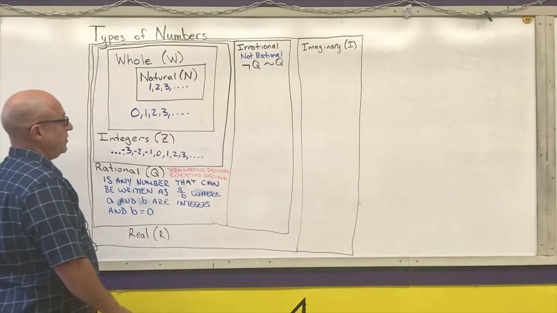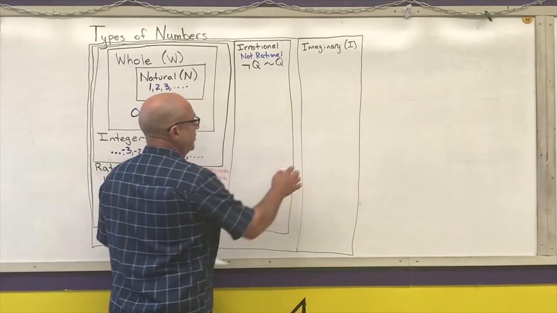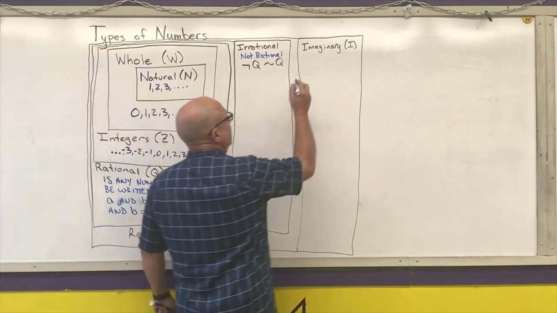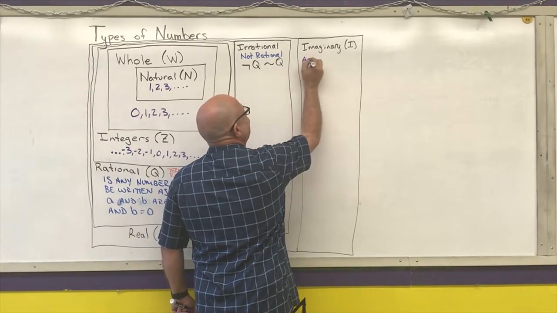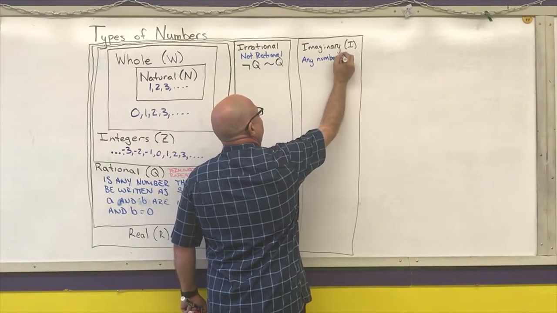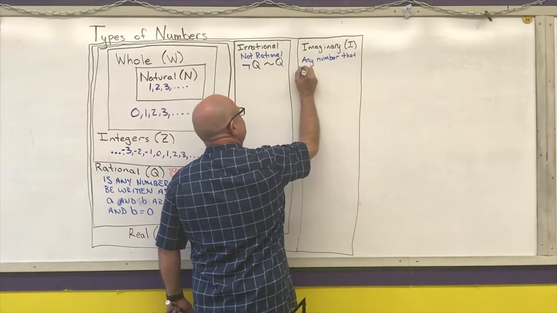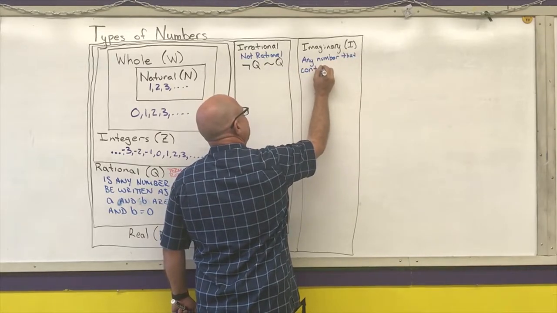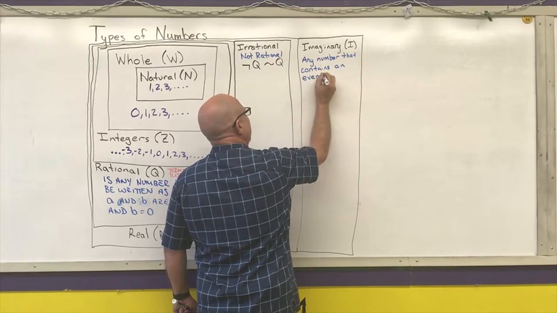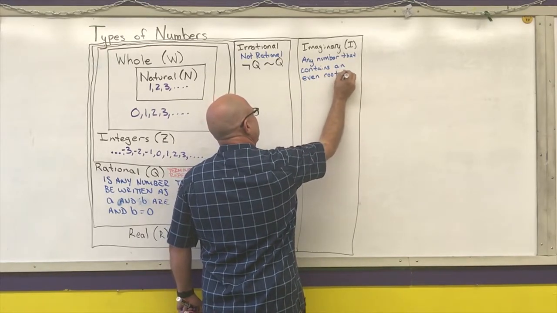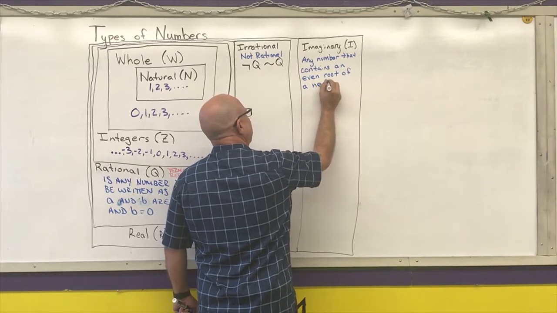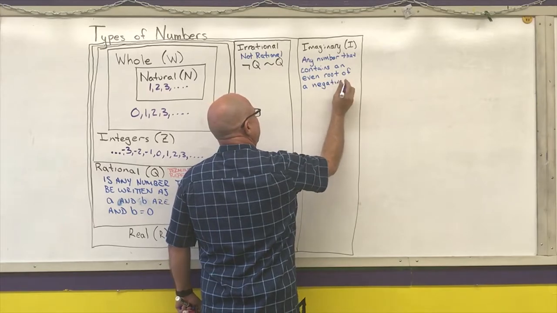Okay, so the way you tell the difference between a real number and an imaginary number is an imaginary number is any number that contains an even root of a negative number.